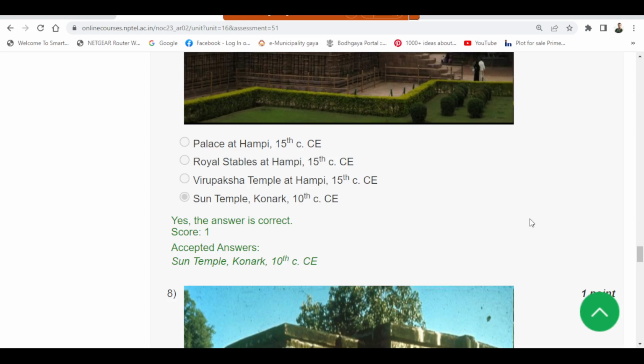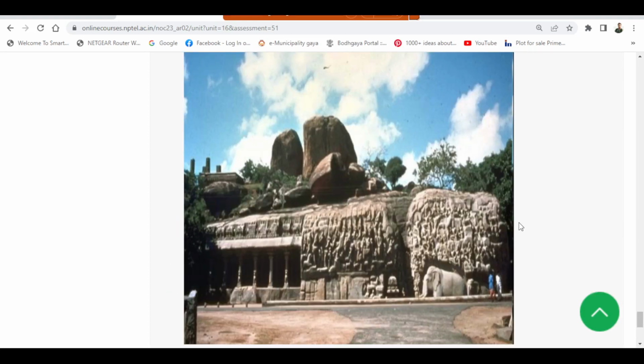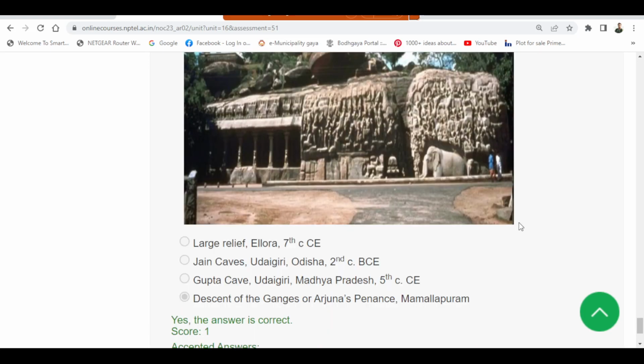What about this one? Is this a shore temple? Yes, sir. This is the shore temple at Mamallapuram of the 6th century CE. What is this? Descent of the Ganges, or Arjuna's Penance at Mamallapuram.